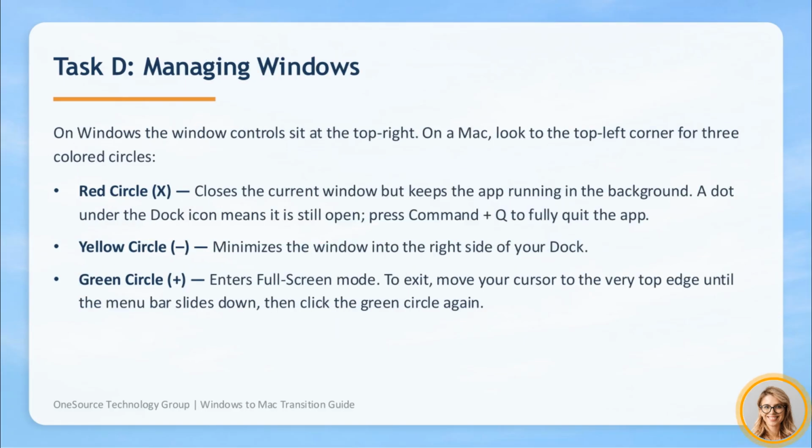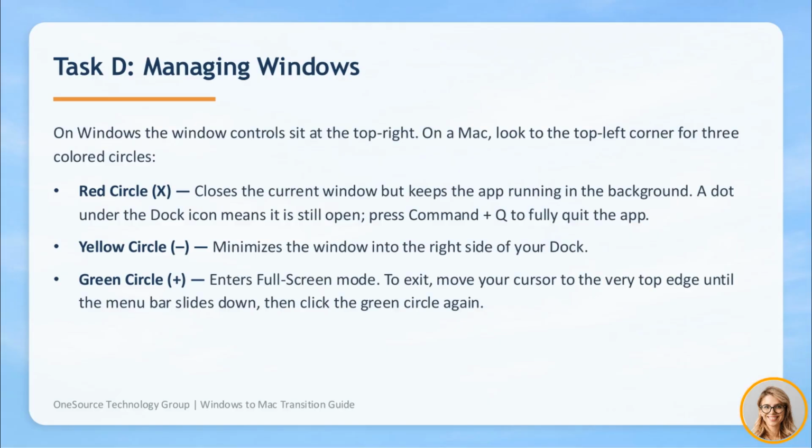Managing windows on a Mac involves looking to the top left corner of each window, where you'll find 3 colored circles, rather than the top right controls seen in Windows. The red circle, marked with an X, closes the current window but keeps the application running in the background. A small dot under the app's icon in the dock indicates it's still open. To fully quit the app, press Command-Q.